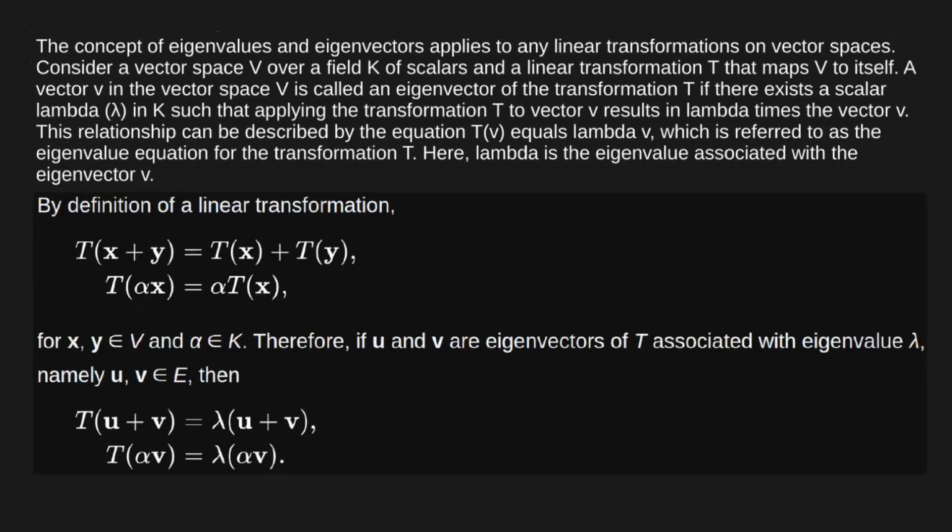The concept of eigenvalues and eigenvectors applies to any linear transformations on vector spaces. Consider a vector space V over a field K of scalars and a linear transformation T that maps V to itself. A vector v in the vector space V is called an eigenvector of the transformation T if there exists a scalar lambda in K such that applying the transformation T to vector v results in lambda times the vector v. This relationship can be described by the equation T(v) equals lambda v, which is referred to as the eigenvalue equation for the transformation T. Here, lambda is the eigenvalue associated with the eigenvector v.